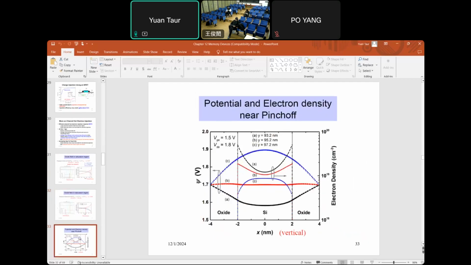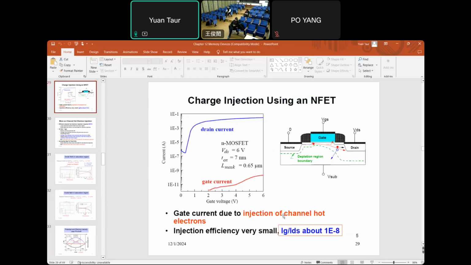Again, we show this chart in the non-GCA model. Point B is the pinch off point. Once you exceed this point, the oxide field is reversed. So electron, instead of going to the gate, will stay in the channel. This explains why the efficiency is so poor for a fixed VDS as a function of gate voltage.